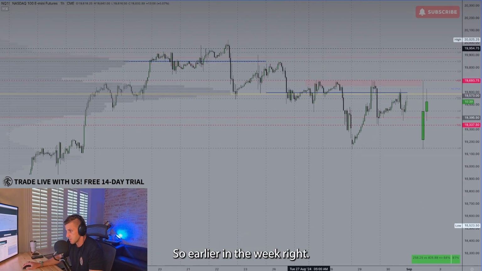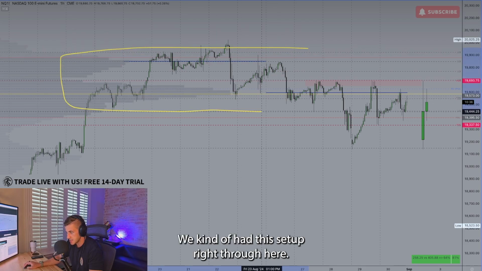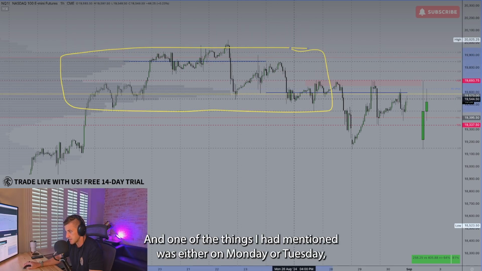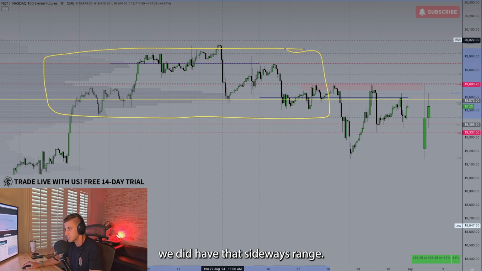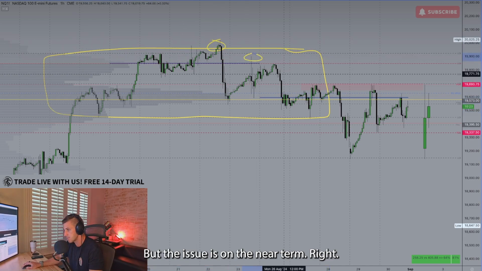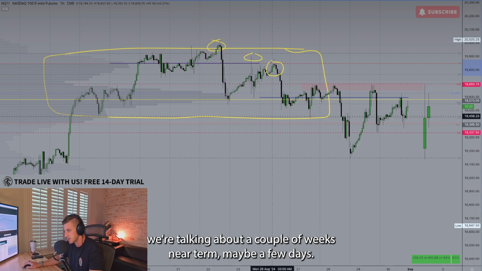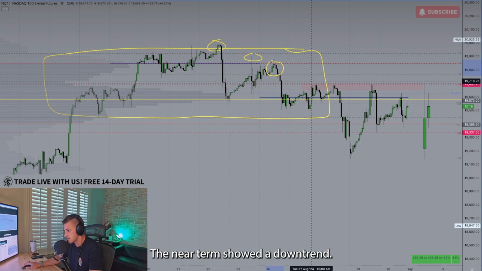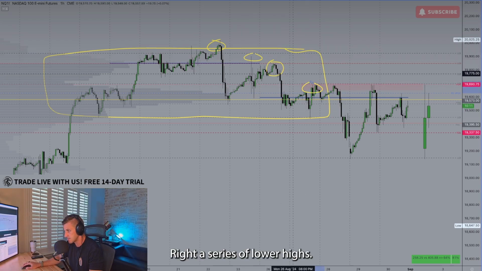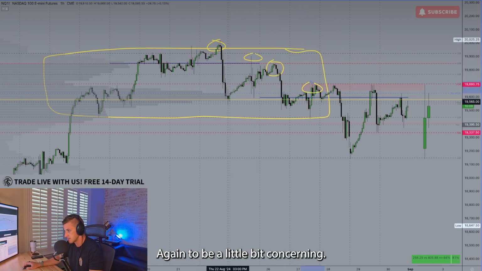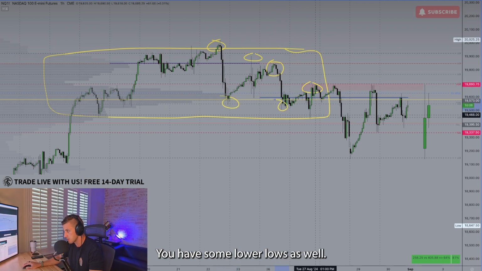So earlier in the week, right, we kind of had this set up right through here. And one of the things I had mentioned, it was either on Monday or Tuesday, was the fact that on the intermediate term, we did have that sideways range. But the issue is on the near term, right? So intermediate term, we're talking about a couple of weeks, near term, maybe a few days. The near term showed a downtrend, right? Series of lower highs, getting to be a little bit concerning. You have some lower lows as well.